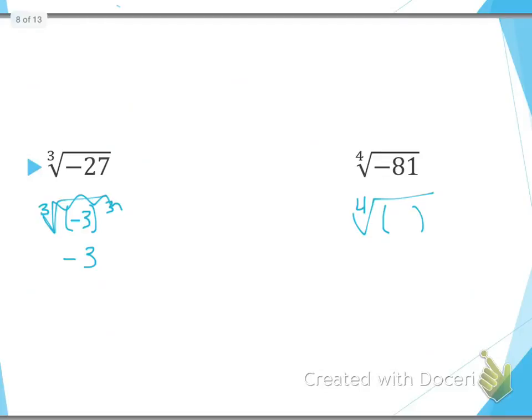I'm trying to figure out something that when I take it to the 4th power, it gets me negative 81. Well, negative 3 can get me to 81, but the problem is when I take it to the 4th, it gets me positive 81, not a negative 81. So this one does not work.